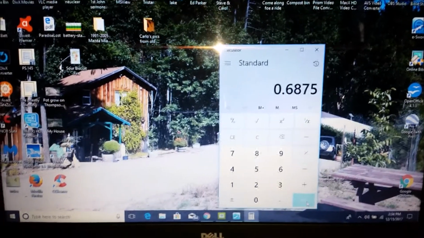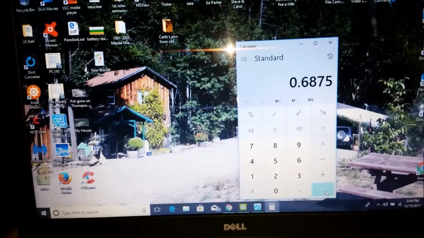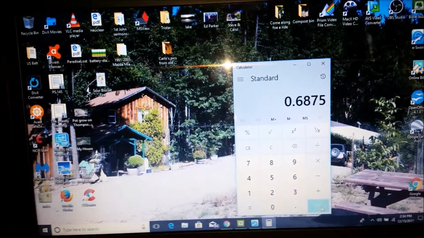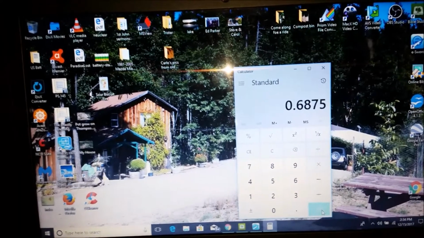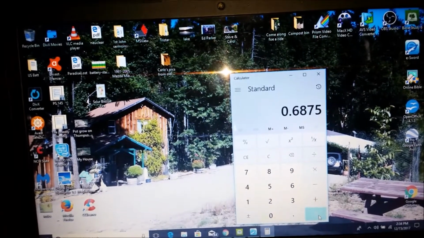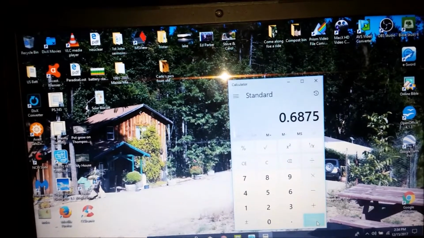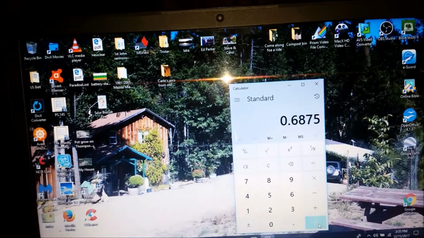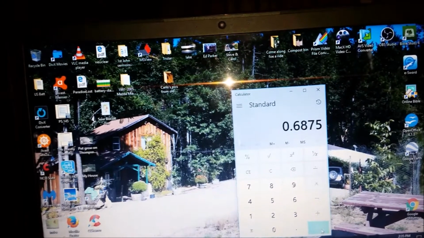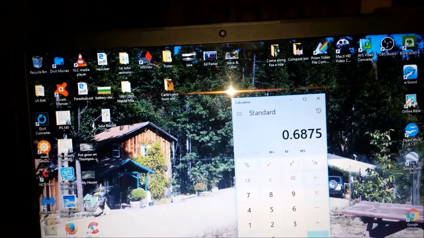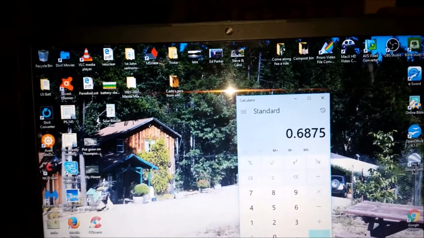Well, there you have it. $2.75 a gallon divided by 4 kilowatt hours is 68 cents. That's a long ways away from the diesel. The diesel is almost exactly twice as efficient. It's 36 cents and this is 68 cents.